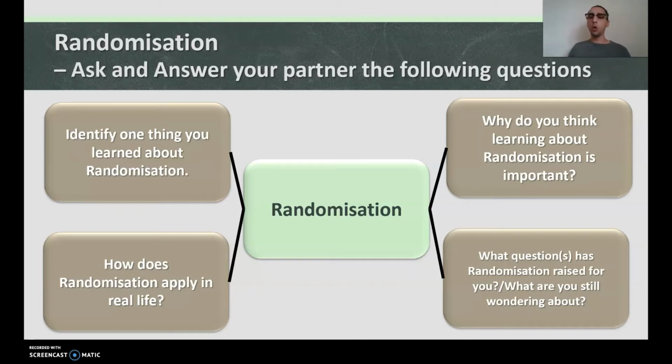The fact that you can use a coin or a hat or a dice. That's interesting. Why do you think learning about randomization is important? It's to control for bias. How does randomization apply in real life?